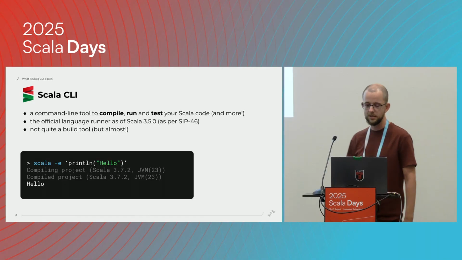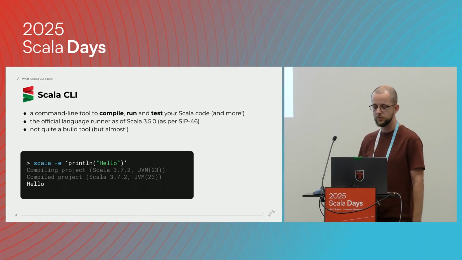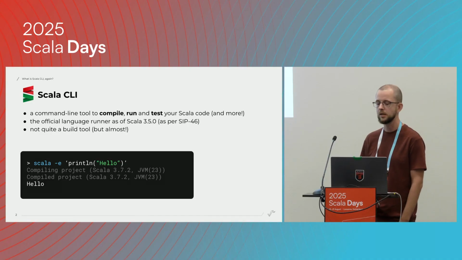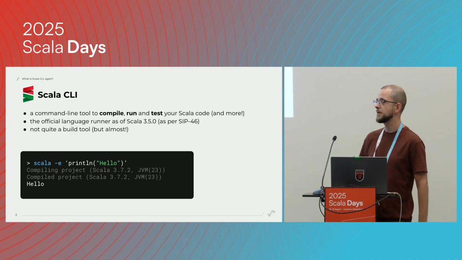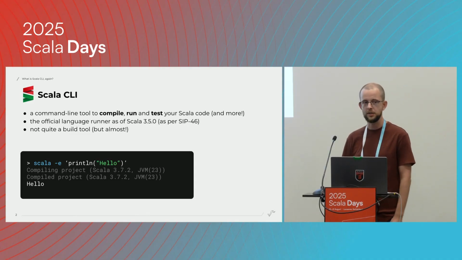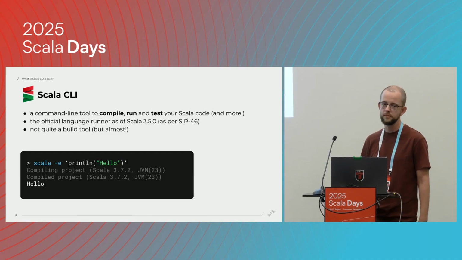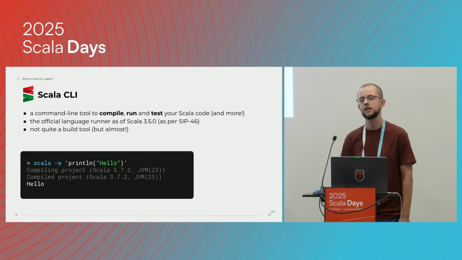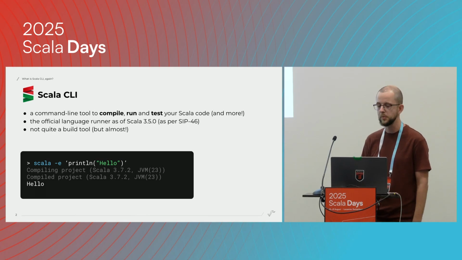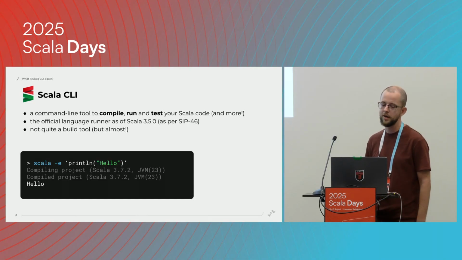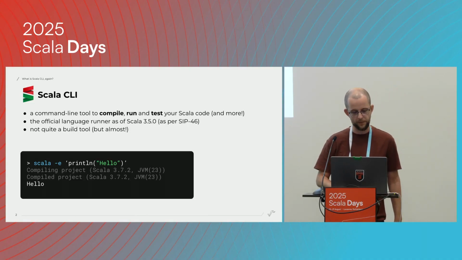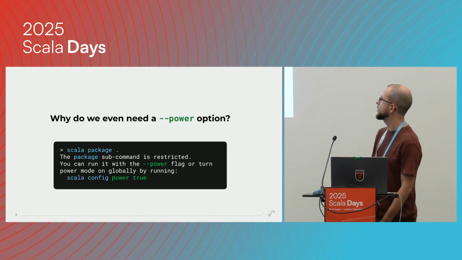For those of you who are less familiar with it, Scala CLI is a command line tool for interacting with Scala, doing all things related to it: compiling, running, testing, prototyping, and whatever else you want from the command line. As of Scala 3.5.0, so as of last year, it has become the official Scala runner. So if you install the language, it is hidden under the scala command on your terminal. And it is not quite a build tool, even though everyone uses it as such, and some people even go above and beyond and use it as a full build tool with scripting and so on.